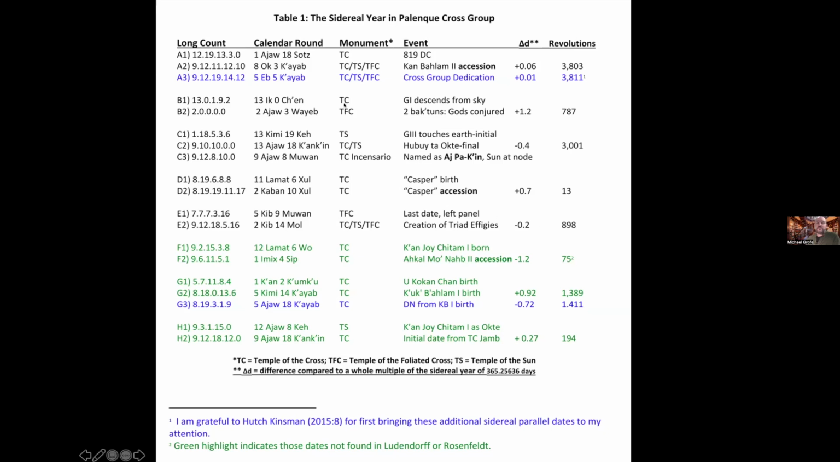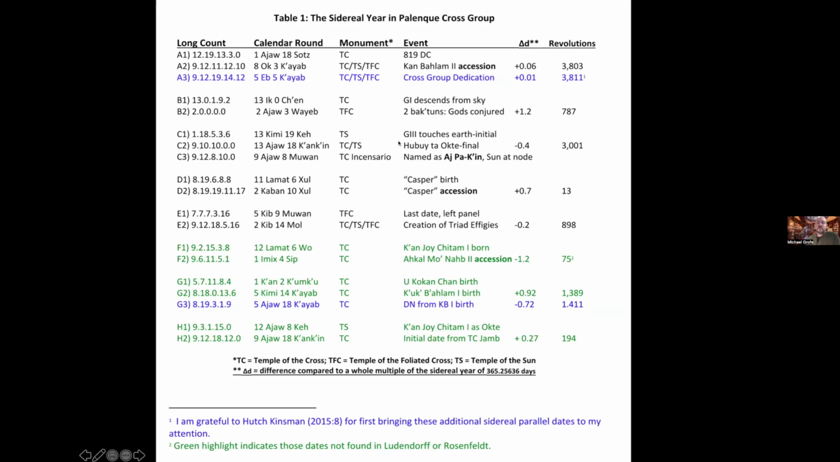And this table just shows some of those dates in black that Ludendorff was using. There are a number of his dates that I should say are incorrect that I've left out of this table. And there's some additional dates in here that I found, as well as Carlos Barrera Atesta and Hutch Kinsman. Hutch Kinsman found these dates here in blue, and I'm very grateful for him sharing that with me.